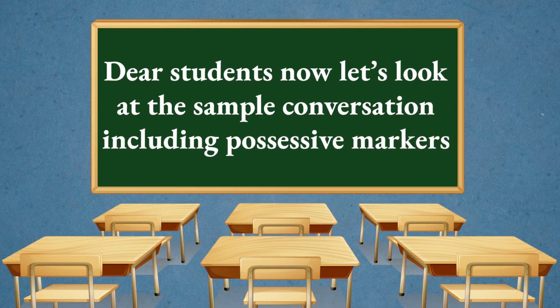To summarize, we explored the possessive forms for numerals and neuter pronouns in Kannada. We learned that ar is added when possessive markers are applied to numerals and neuter pronouns, while magalu and makkalu take a slightly different form with a. By understanding these patterns, we can correctly form possessive structures in Kannada and use them accurately in our sentences. Dear students, now let's look at a sample conversation including possessive markers.